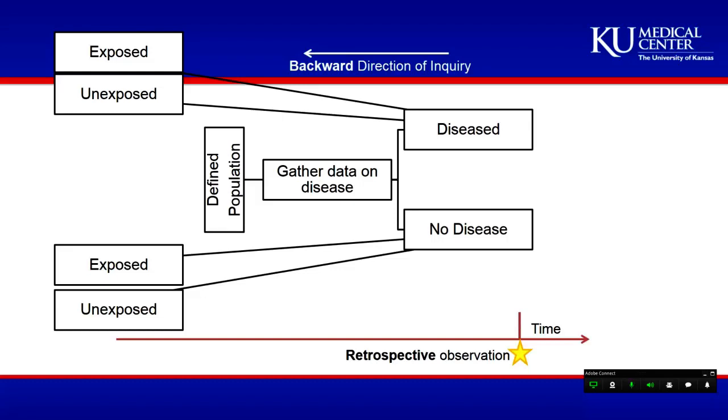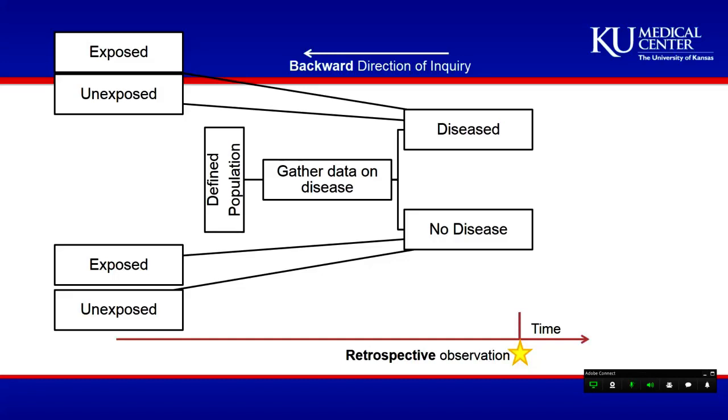You have to define your population based on some interesting, some targeted outcome or disease. Lung cancer. Let's go back to our lung cancer example. So I'm really interested in looking at lung cancer patients and figuring out what happened to them or what did they do or what is their genetic predisposition. I'm going to look back in time and see what potential exposures could have led to their lung cancer diagnosis.